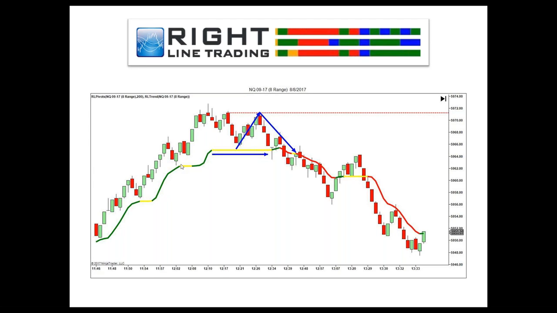Just that slope degree on the modified 15 is really important. And here's the other component that I think is important, and that is whether it's flattening out or whether it's staying or whether it's strengthening.